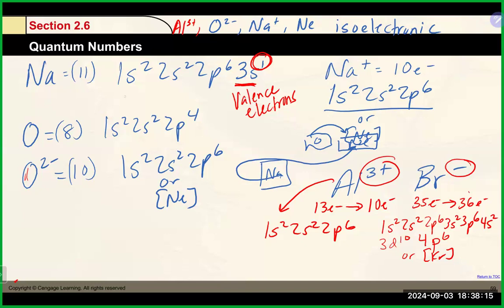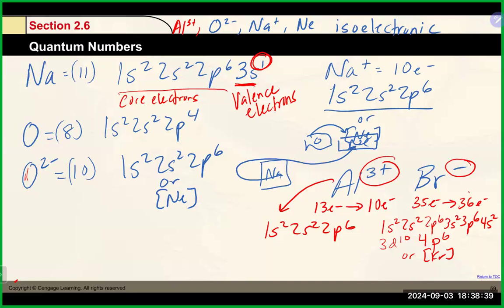The lower energy level electrons are sometimes referred to as core electrons. Core electrons are closer to the nucleus. They're held tighter because they're closer to the nucleus, and they're usually not involved in bonding because of that. It's energy inefficient to try to rip an electron out of the core. It's very hard in terms of energy for that to happen.